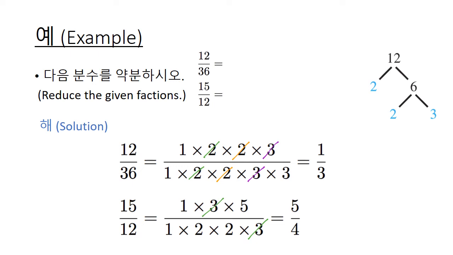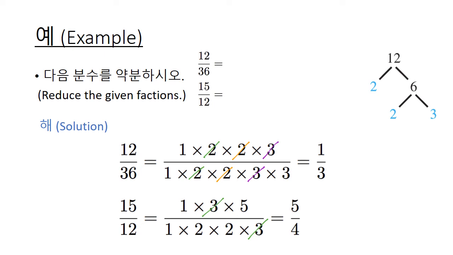But let's take a look. So the factors of 12 are 1, 2, 2, and 3, and the factors of 36 are 1, 2, 2, 3, and 3. So we see that the numerator has a 2, 2, 3, and the denominator also has a 2, 2, 3, so we can cross those values out. And this leaves us with a final answer of 1 over 3 as the simplest form of the fraction 12 over 36. Let's take a look at another example.